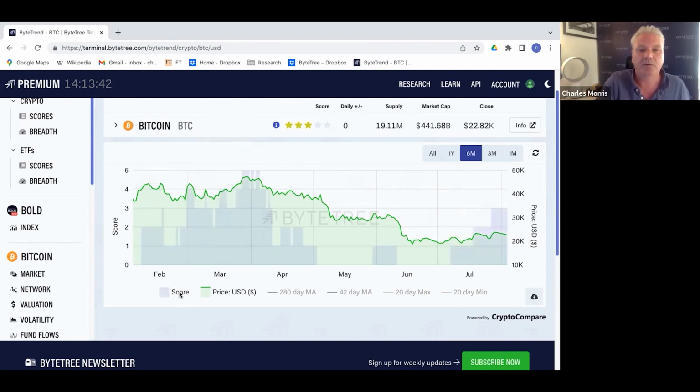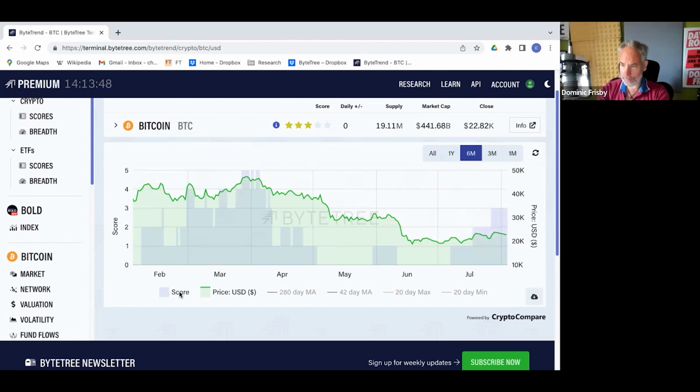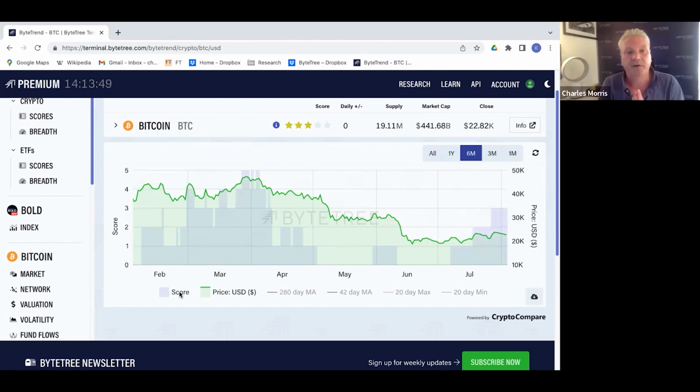Now I'm going to hit score. That score is measuring the strength of the trend. At the end of March, we were briefly a 5-star trend. That meant it was above its moving averages, both were positively sloping, and we had touched a max.